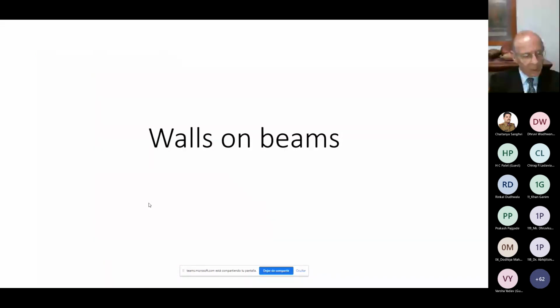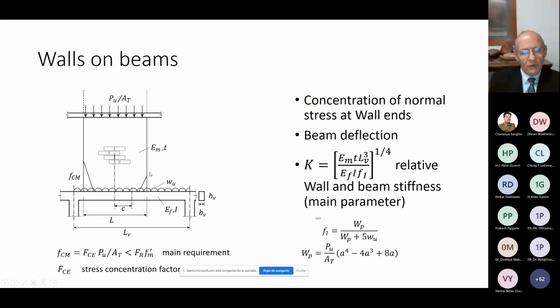I will go through this one very, very rapidly because our time is nearly over. And I showed you your structures, that the structural walls are supported on beams, and this is a difficult thing for the wall because the deformation of the beams may damage the wall, and so we need to design the beams to be sure that the walls won't be damaged. And the behavior of the wall on top of a flexible element is like this one.